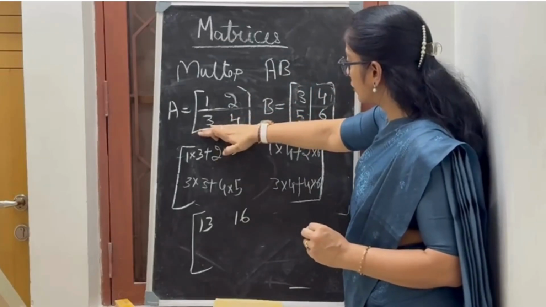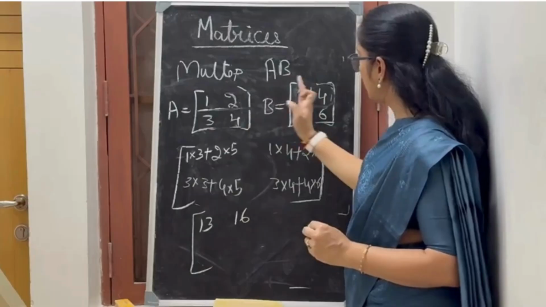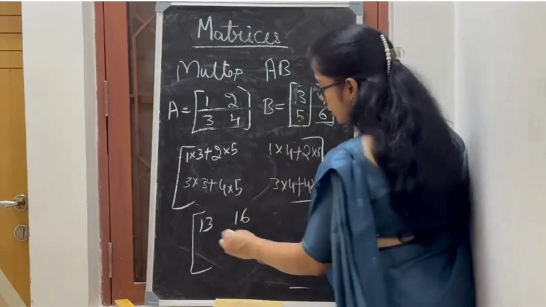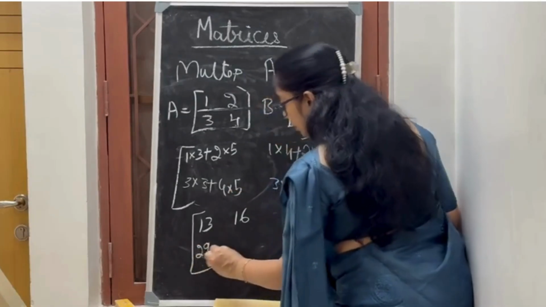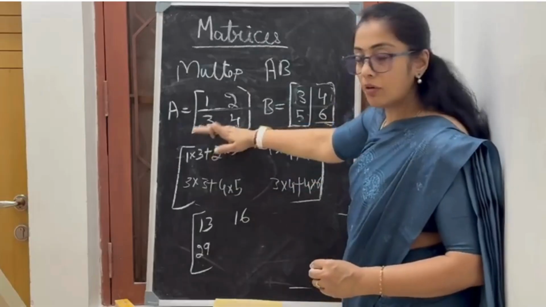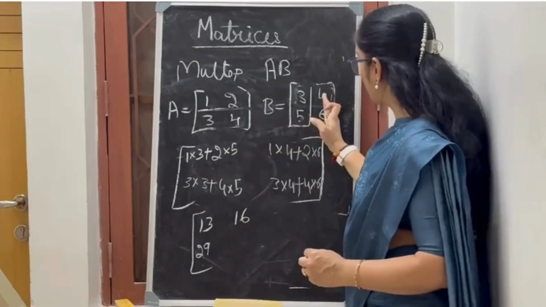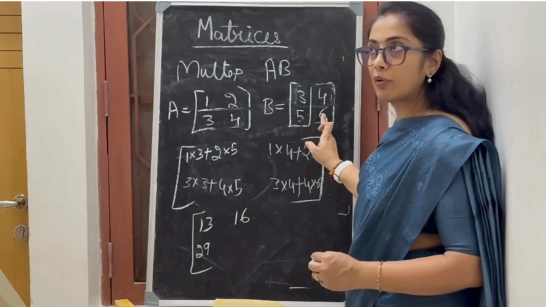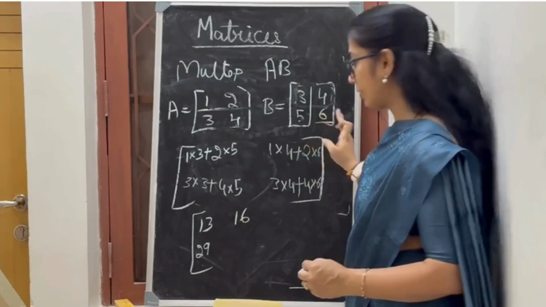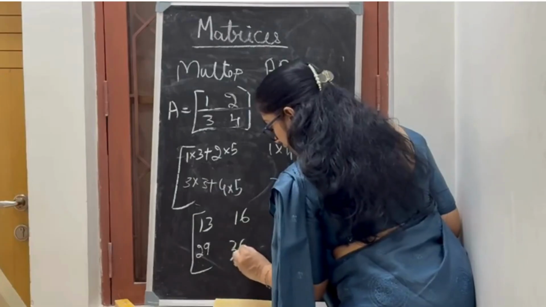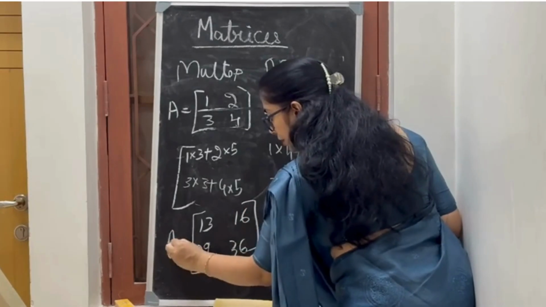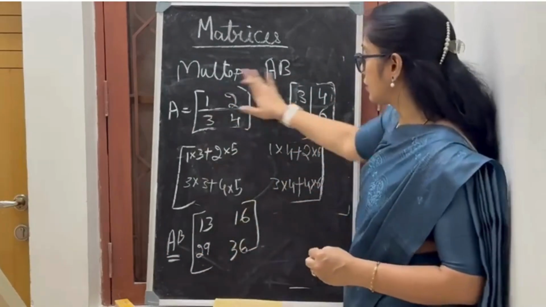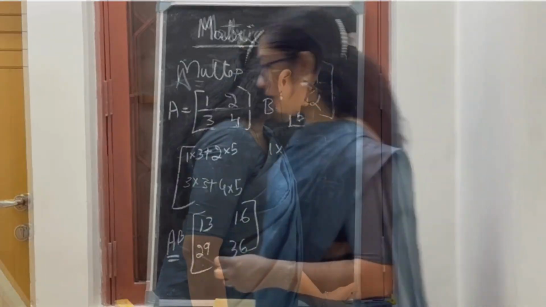Third number, second row, first column. Second row is how much? 3 and 4. So 3 3s are 9 plus 4 5s are 20. So how much is it? 29. Then again second row, second column. 3 4s are 12. 12 plus 4 6s are 24. 12 plus 24 is 36. This is AB. This is matrix AB. Understood how we did multiplication? Please understand this. This is how we do multiplication in matrices.